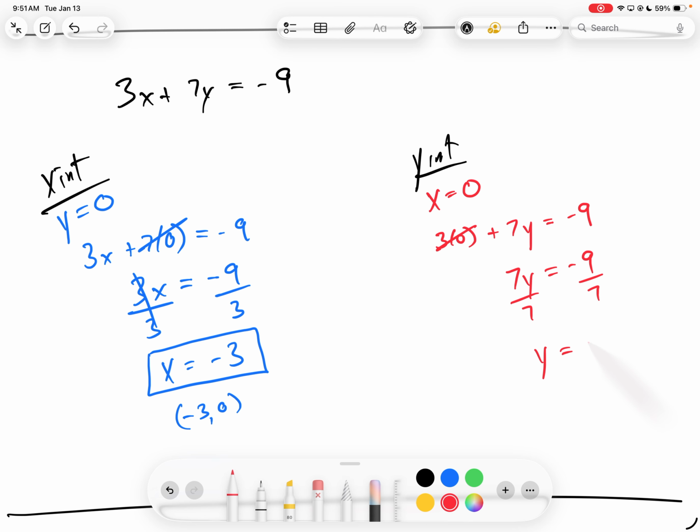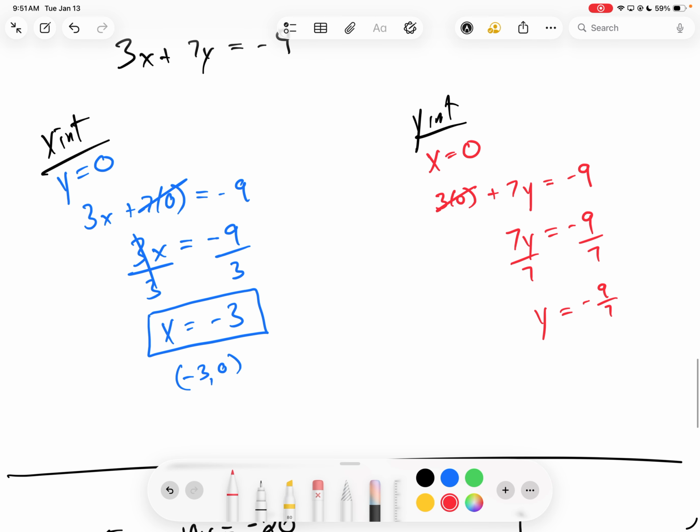That doesn't divide nicely. So I get y equals -9/7. You can just leave it as a fraction. You don't have to do a decimal or anything like that. You're doing 9 divided by 7, so you just leave it like that. This is the point 0, -9/7.